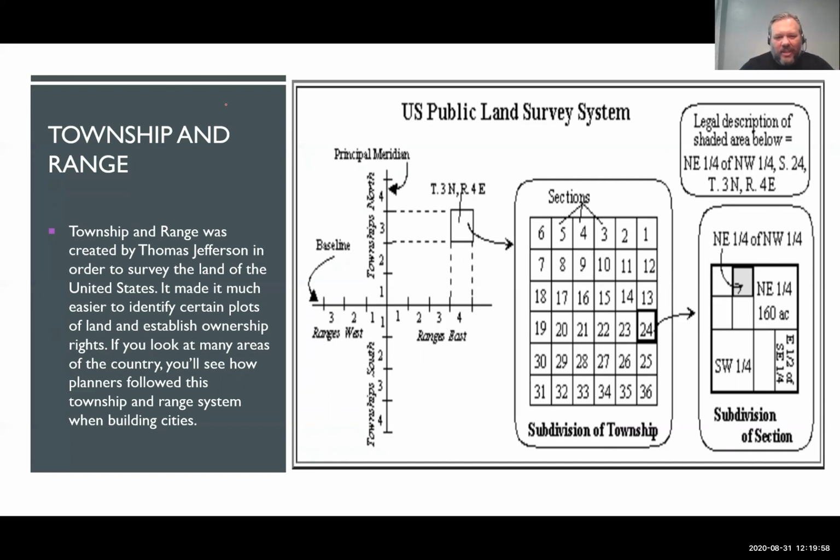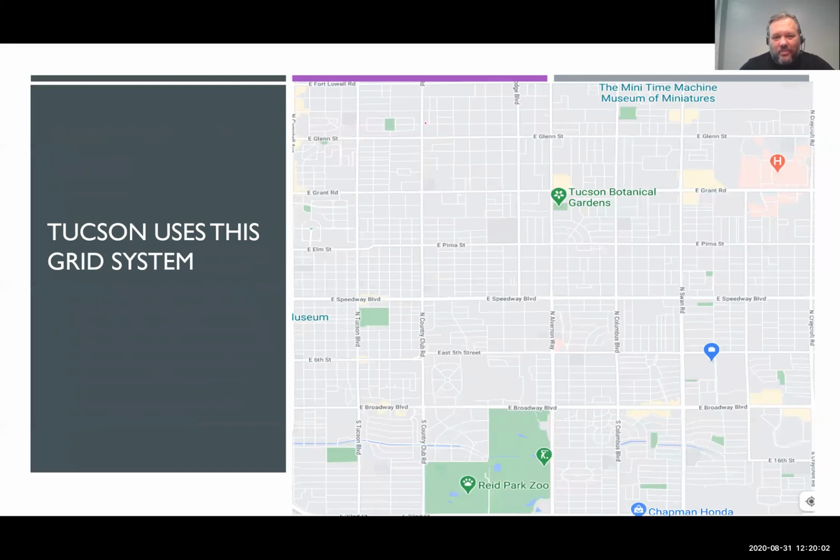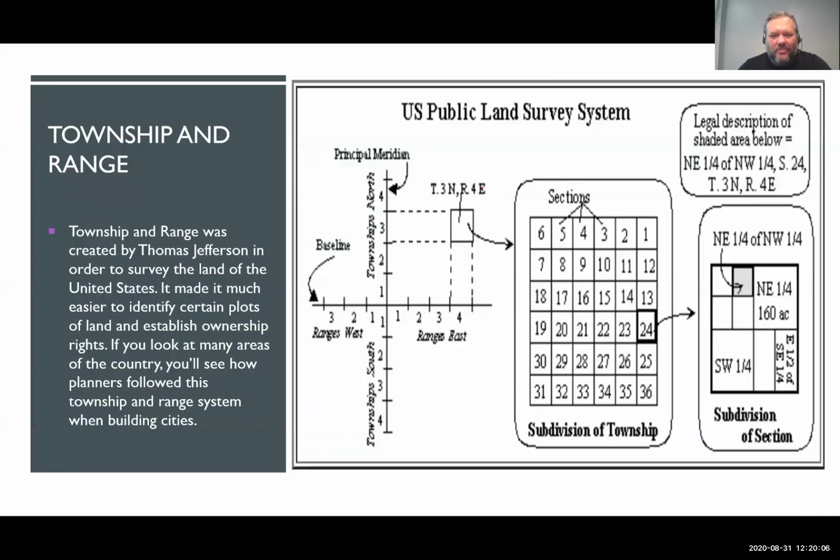And so when we lay this out, let me show you this. You can see this would kind of be like the grid system. This is Tucson, and we'll look at this in a second. And so they put all the land into a grid system. And they have a principal meridian, and that is this north-south line. It would be a longitudinal line.